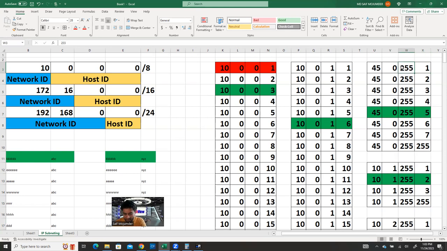Or if they start with zero here, then this one will be their default gateway. It's like, because it's millions of IPs, right? I don't have enough space to write it down.